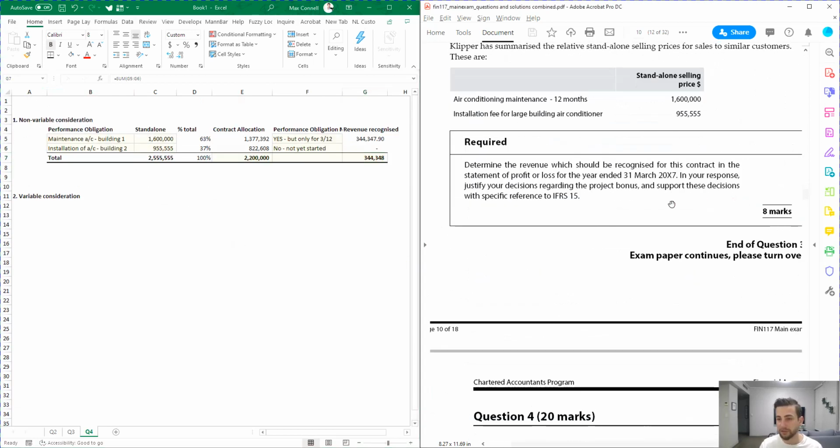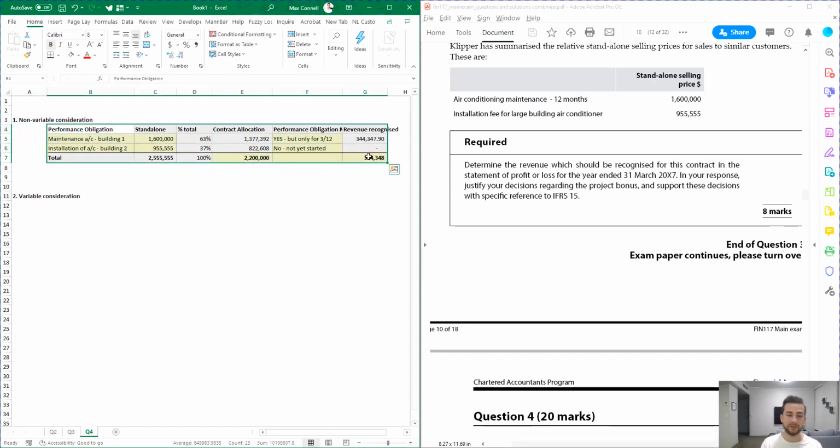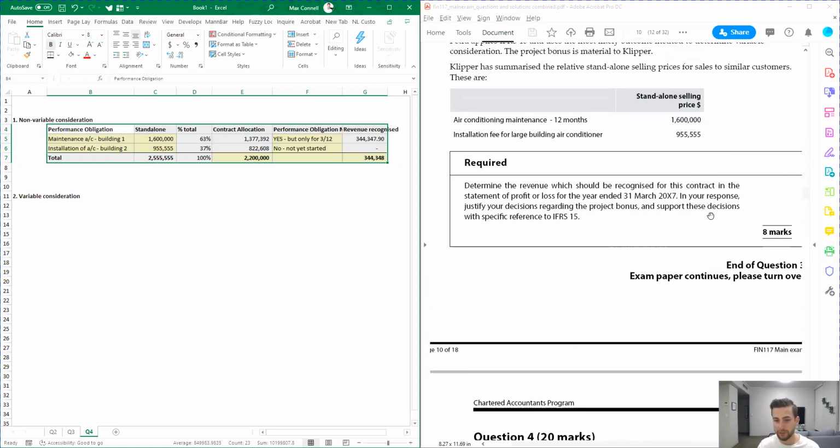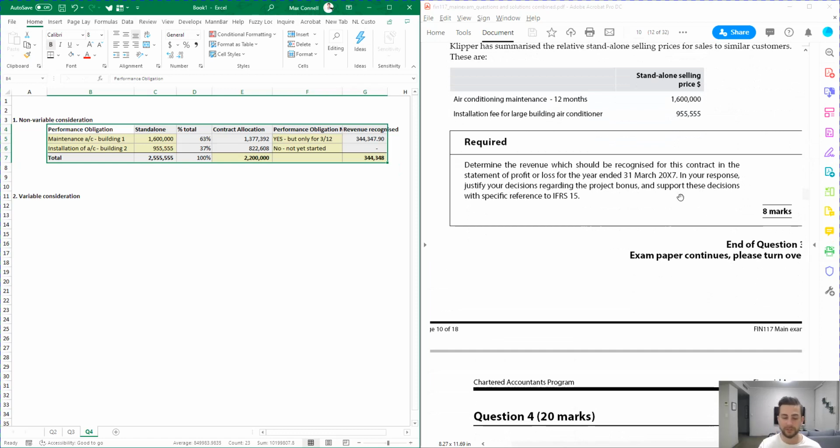And that's how you get the full 8 marks: laying out your non-variable component in a methodical calculation, and then for the variable consideration, listing maybe 4 points as the reasons why we're not including any amount. I've listed probably 5 or so, so just choose those 4 or 5 out of the list I've given you. And that's how you get a full 20 out of 20 for question 3 on the FIN117 main exam.